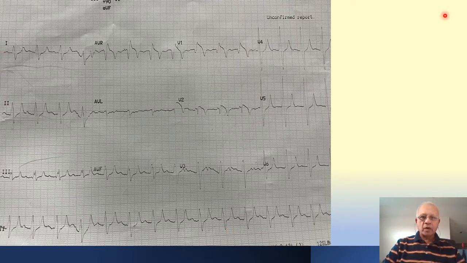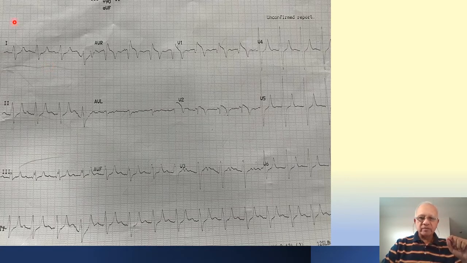Now, if you look at the QRS complexes very carefully, you can see the QRS complexes show a generalized widening. They are widened like this, as if they are pulled out like this, right? But it doesn't conform to the pattern either of a left bundle branch block or a right bundle branch block.